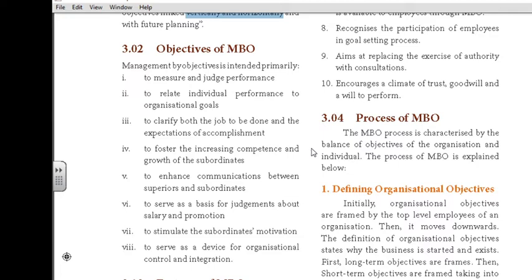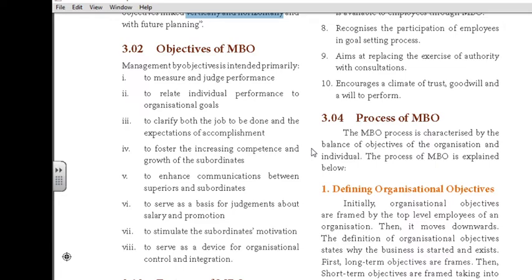If there is an intermediary, the information may not reach the subordinates clearly. Next, it serves as a basis for judgment, salary and promotions. It is about the subordinates' judgment and salary promotion. Of course, it's true, everyone works for that only. Next comes subordinate motivation and a device for organizational control and integration.